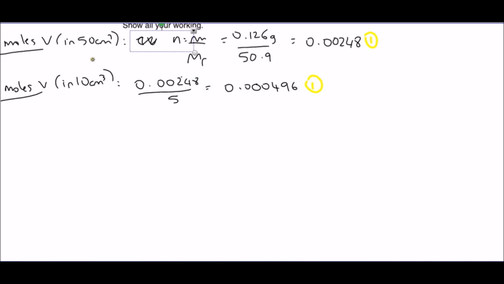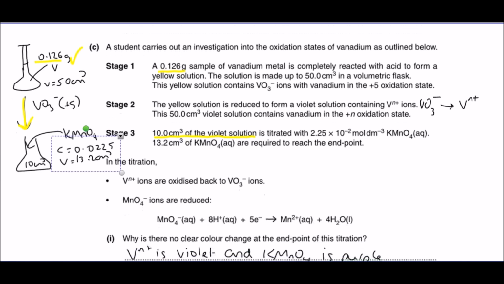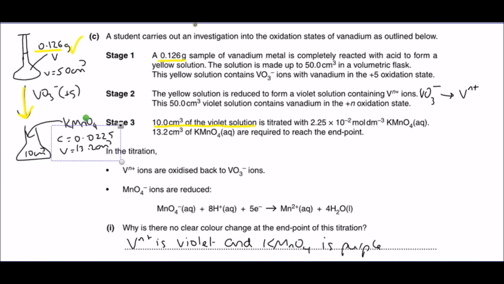And if we've drawn that picture or we've got a mental picture of what's going on, then it should be fairly straightforward to, one, work out the moles, and two, divide that down to being 10 centimeters cubed. And already we've got 2 out of 7 marks. Look back again. So we can tick off the fact that we've dealt with the fact that it's in 10 centimeters cubed.